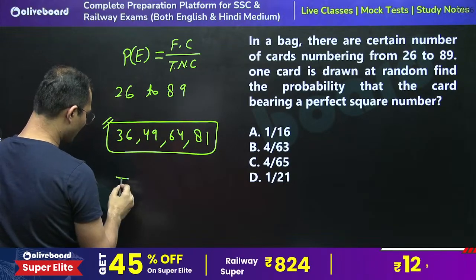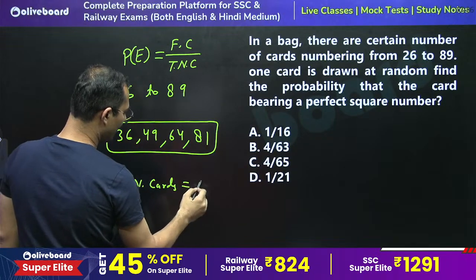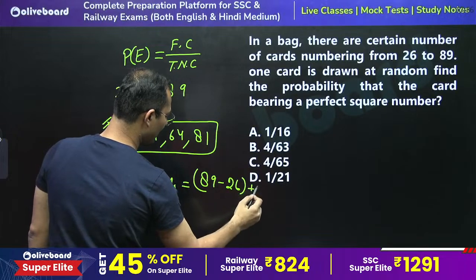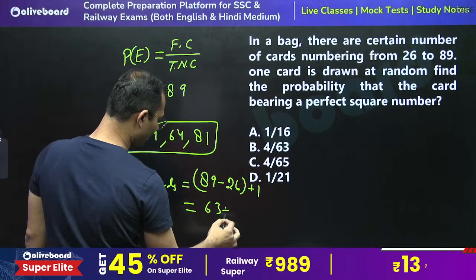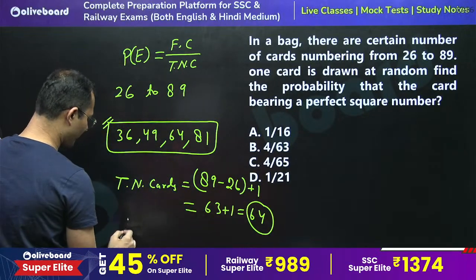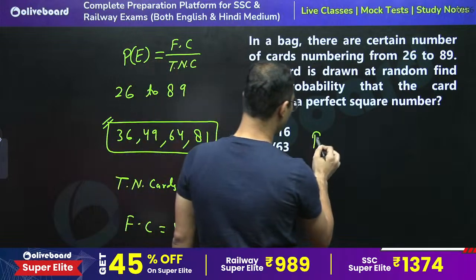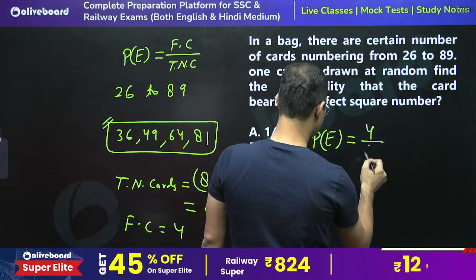So what is the total number of cards? The total number of cards is 89 minus 26, then plus 1. So simply it is going to be 63 plus 1, so 64. The favorable cards are only 4. So the required probability is going to be 4 by 64.